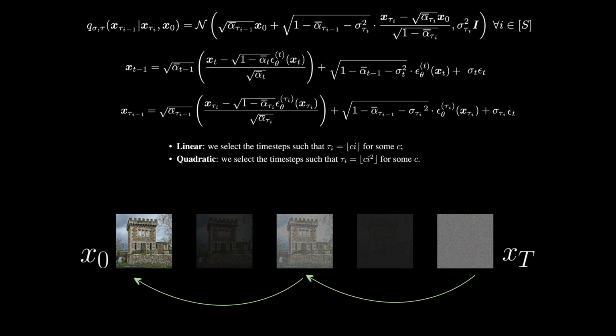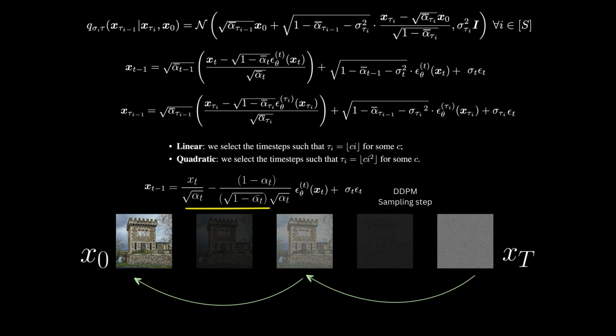A little implementation detail is how the subsequence of time steps are selected. For this, the authors consider two ways of selecting, linear and quadratic. In both cases, the constant value c is chosen such that the last term, that is tau s in the subsequence, is close to 1000 or the total time steps. So if we want to improve the sample generation time for a DDPM trained model without significantly affecting sample quality, all we need to do is change the update equation in the sampling part. Rather than this, which was our DDPM sampling step, we move to the DDIM sampling step. In terms of implementation, that is all that is required for DDIM.